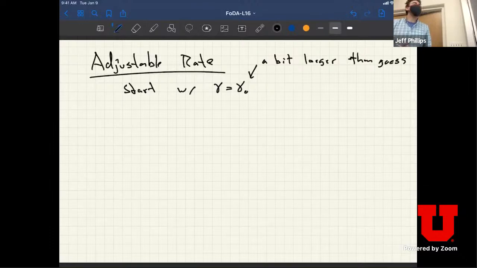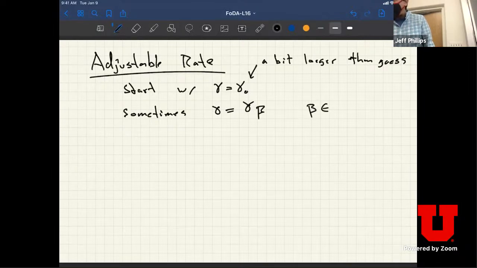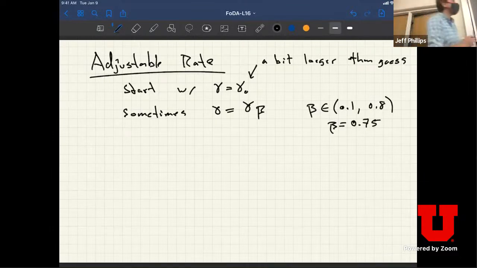Okay, because I'm never going to increase the learning rate, I'm going to decrease it. So sometimes I'm going to set gamma equals gamma times beta, for some beta, say between 0.1 and 0.8. I've seen 0.75 recommended, for instance, okay? So I'm shrinking every time, sometimes, and there's going to be some condition I'm going to check.